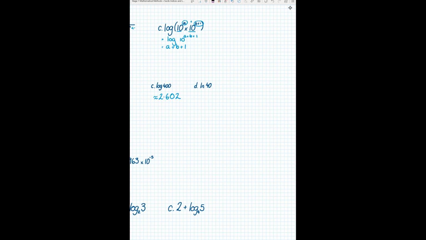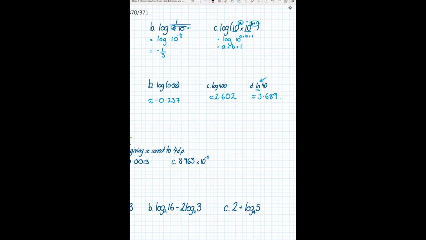And this part D, you don't really have to do this, but just so you know, this is the natural logarithm function, and you can just put that into your calculator. I think if you have the TI calculator, you'll see the ln button just below the log button, and the ln of 40 is approximately 3.689.